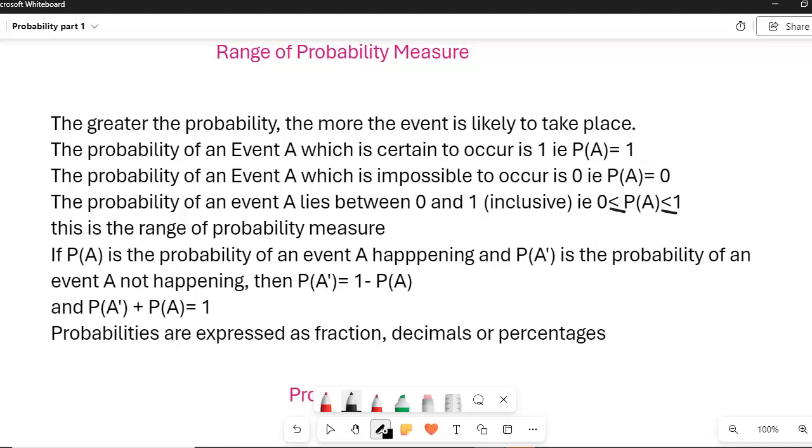In other words, the probability of an event not happening plus the probability of the event happening, when you add them, gives you 1. Probabilities are expressed as fractions, decimals, or percentages.